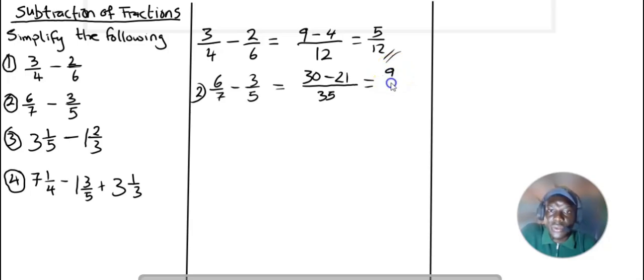You have 9/35. Is there any number that can divide 9 and 35? No. So remember you have to break it down to its lowest term. But since there's no number that can divide 9 and 35, this is our final answer.